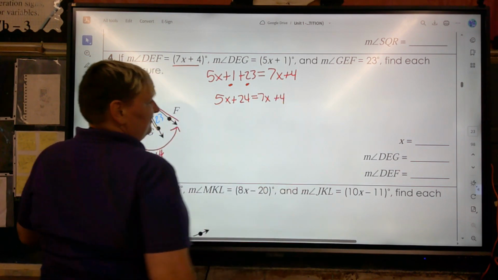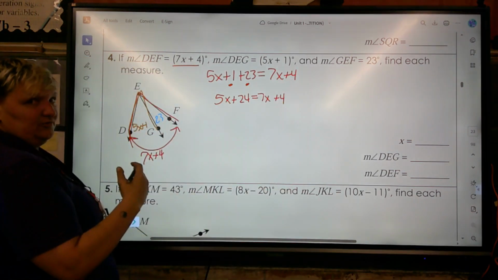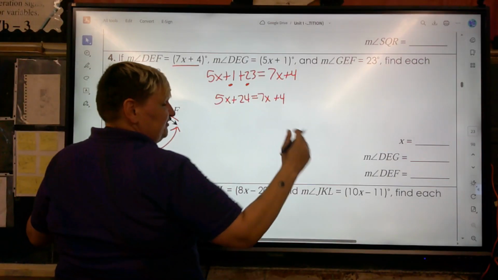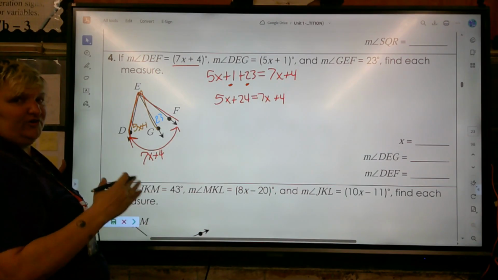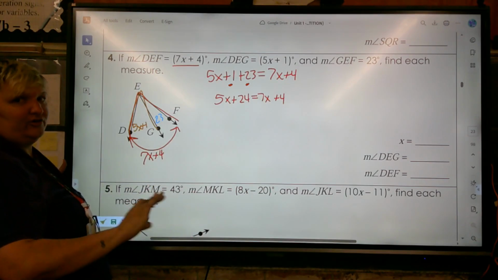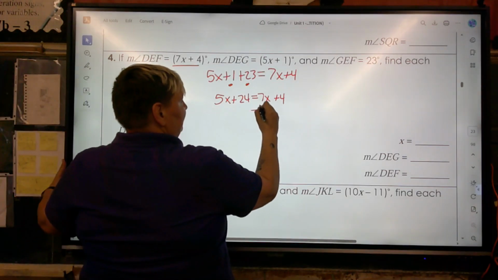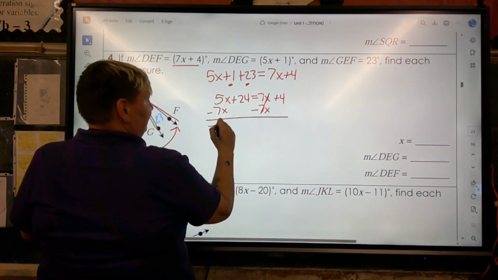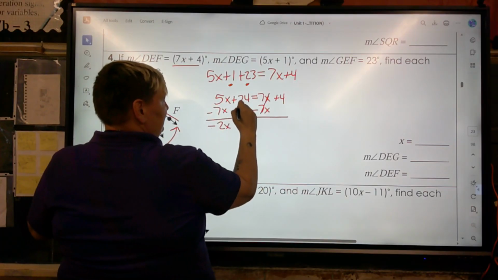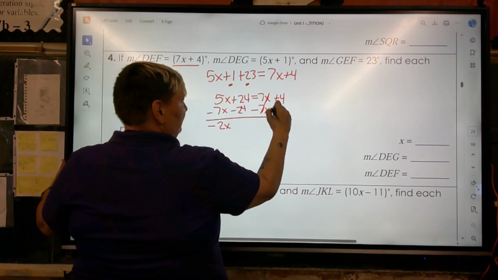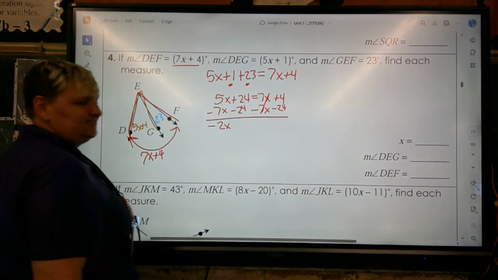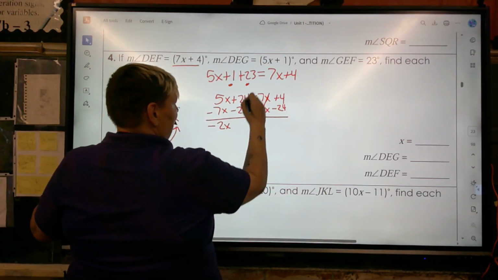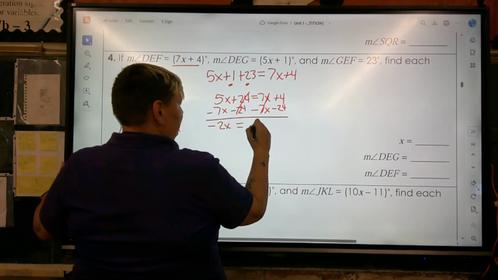Step 2, move your variables. I prefer to move my variables left. You do you. But whichever direction you move the variables, move your constant and coefficient the other direction. It's a positive 7x, so we're going to subtract 7x. Negative 2x. It's a positive 24, so we're going to subtract 24. Moving on to the next step. Cancel the constant, right? So it's going to equal.